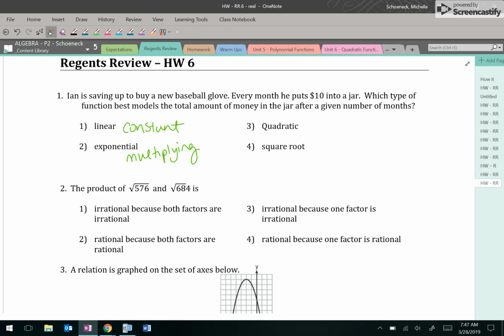Number 1, Ian is saving up to buy a new baseball glove. Every month he puts $10 into a jar. Which type of function best models the total amount of money in the jar after a given number of months? Well, if he's putting in $10 each month, that means he's adding $10 every month. So adding 10 each month. Quadratic and square root don't really apply here, but we remember that linear functions have a constant rate of change, so an adding or subtracting pattern, and exponential has a multiplying pattern. So here, linear is our best answer.